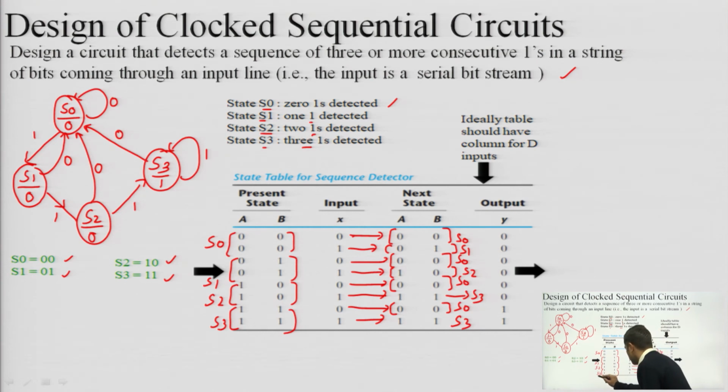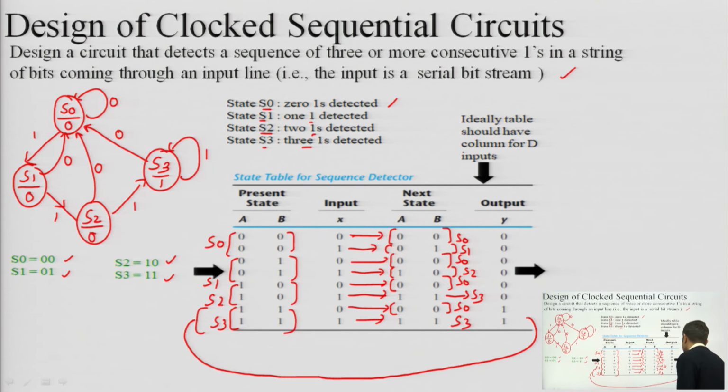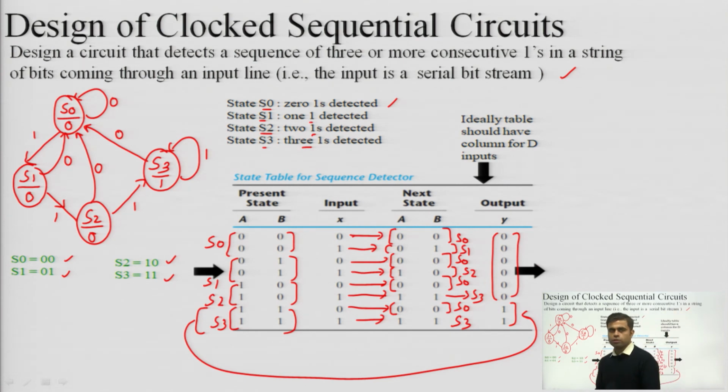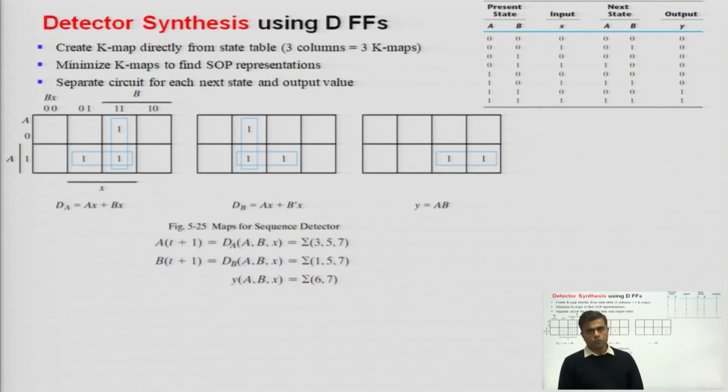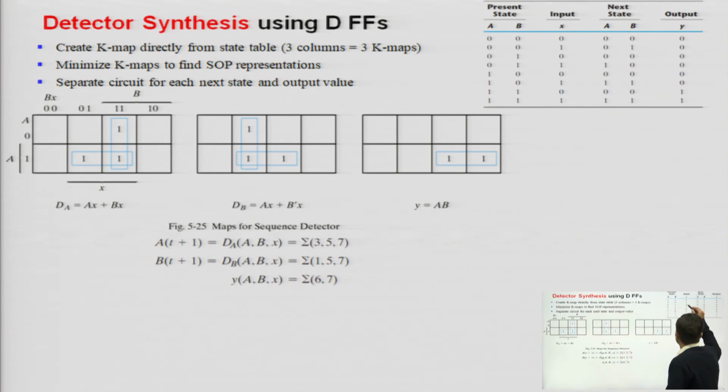So it said it is only the S3 state, that means only in the last case I am getting the high output, and for the rest of the cases the output is 0. For S0, S1, S2 the output is 0, and for S3 the output is 1. So this is the state table.